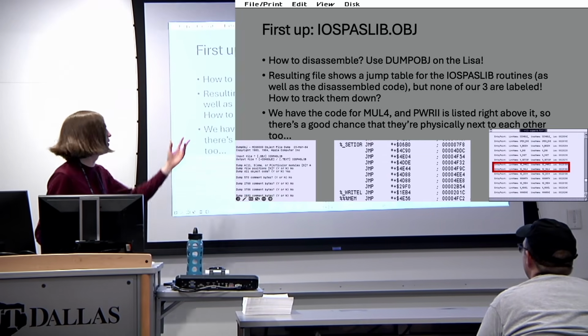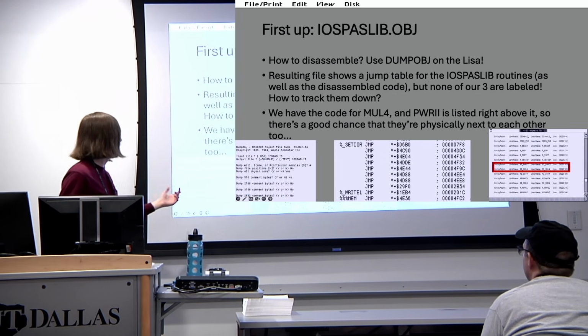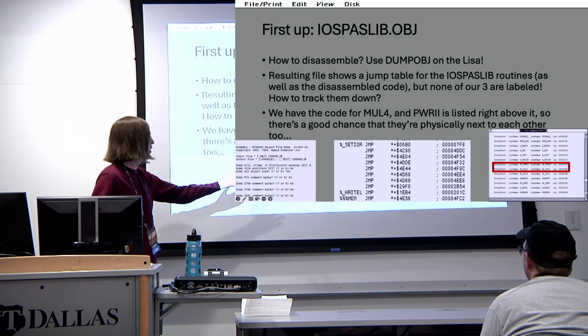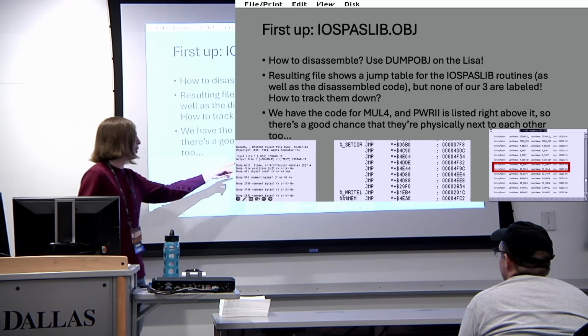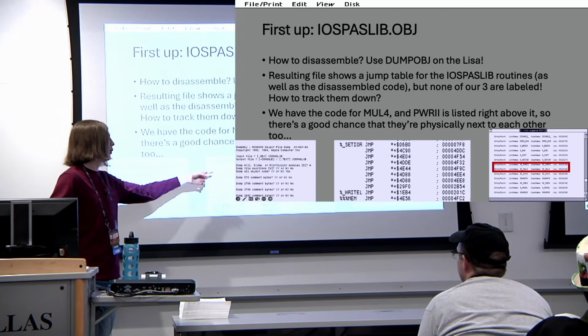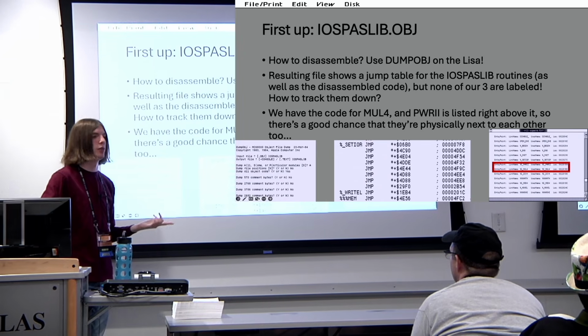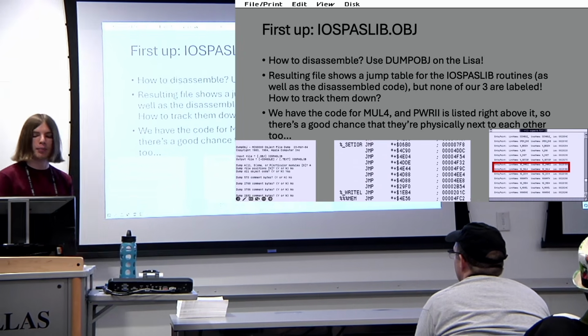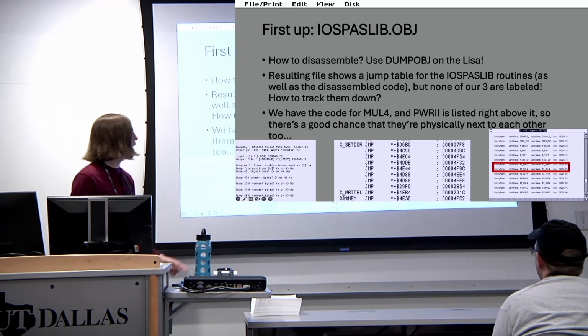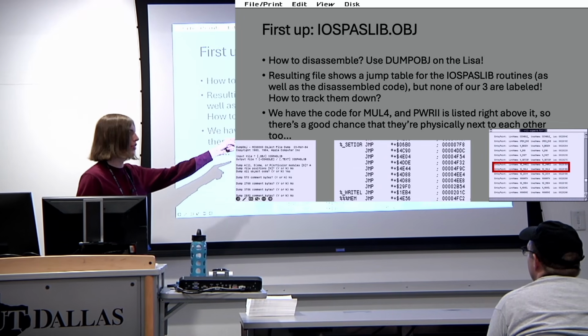So basically, we disassemble using dump obj, and it gives us this disassembly here. I was hoping that the procedures would be labeled in the jump table, but for some reason they weren't. Other procedures were, but the three we needed were not. So bad luck there.